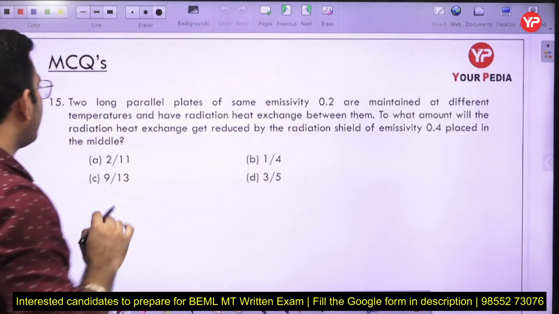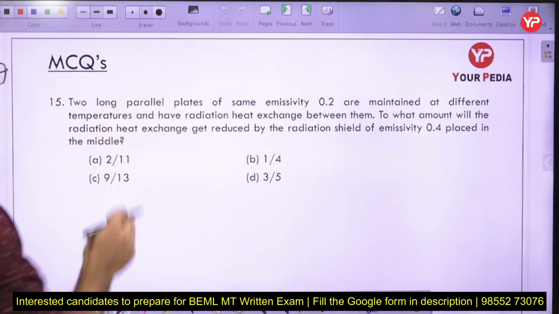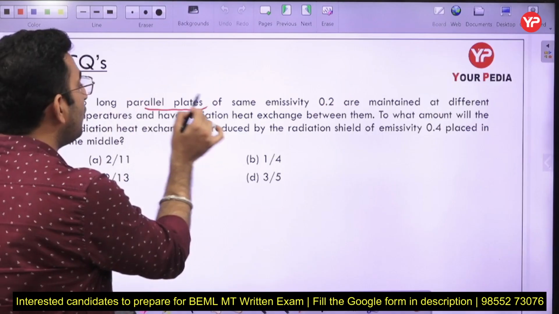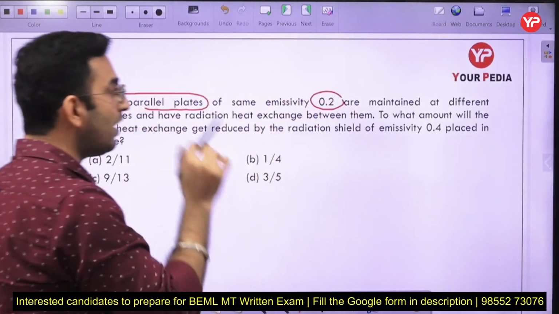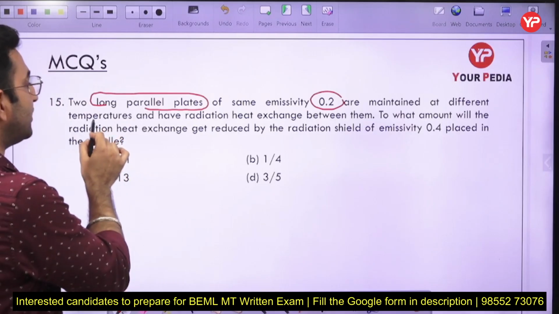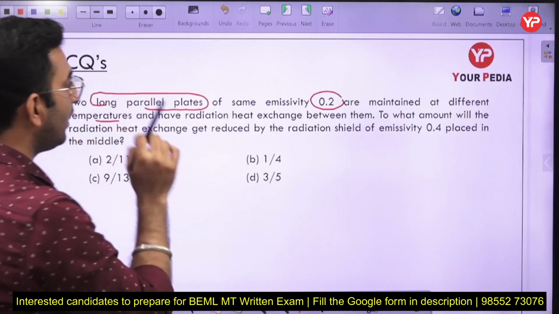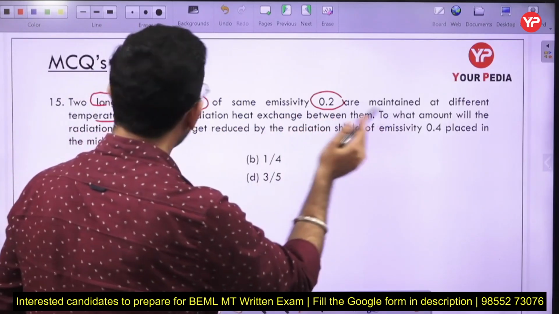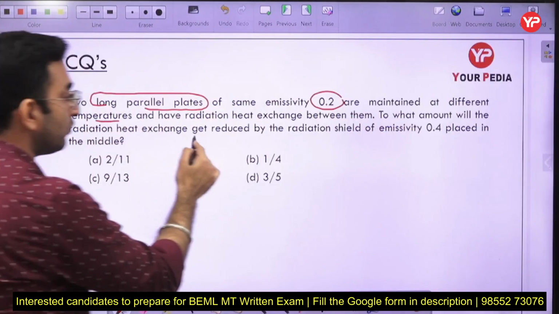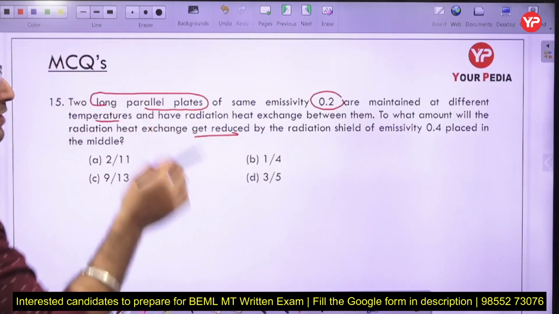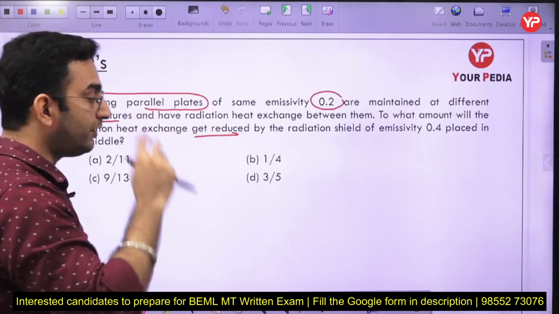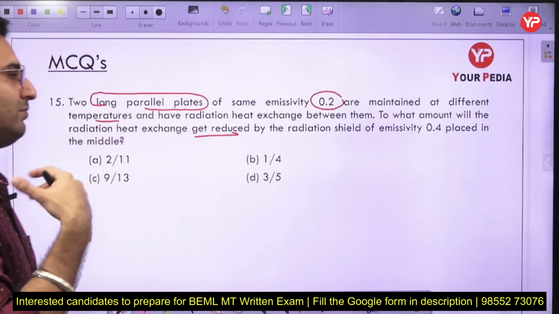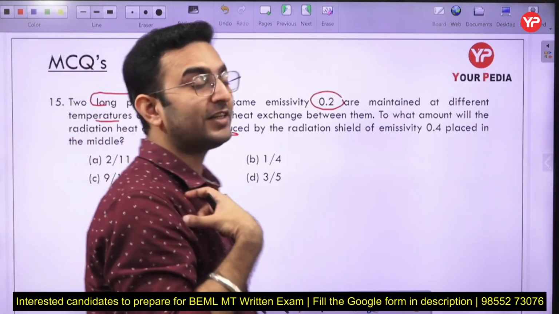Next, question number 15. We have two long parallel plates having the same emissivity of 0.2 and they are maintained at different temperatures. So they are not black bodies. Now, by what amount will the radiation heat exchange be reduced by a radiation shield of emissivity 0.4 placed in the middle? While solving this type of question, just try to create the radiation network diagram.